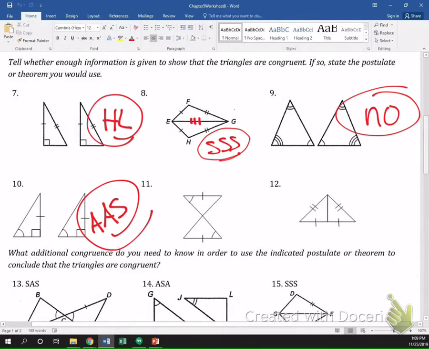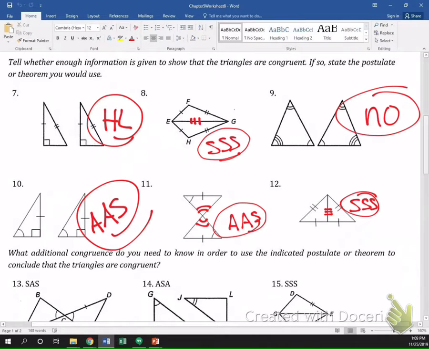Now, the next one we have vertical angles. You have to recognize those first. And now we have what? Angle, angle, side again. So 2 angle, angle, sides in a row. And then this last one is a what? No. It's a side, side, side.